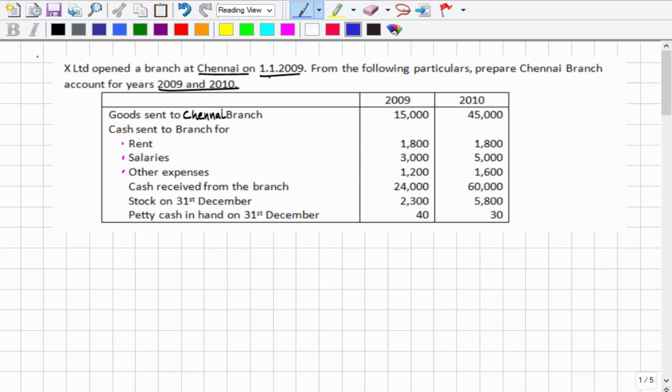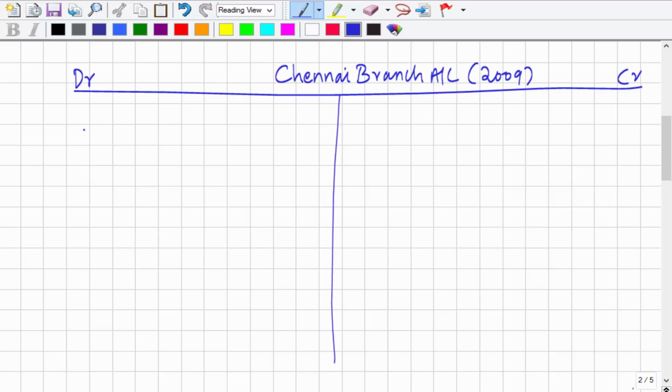What about the opening balance in 2009? Do they have any opening assets or liabilities? Answer is no, because the branch itself is opened only on 1st January 2009. So we can simply say the balance brought down is going to be nil. Fine, so this is for 2009.